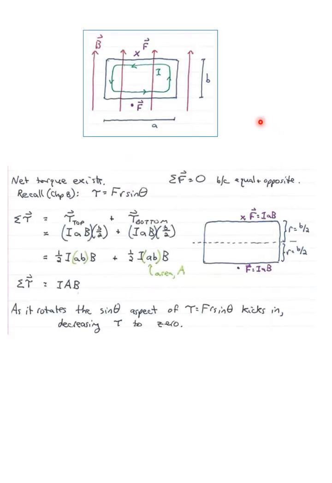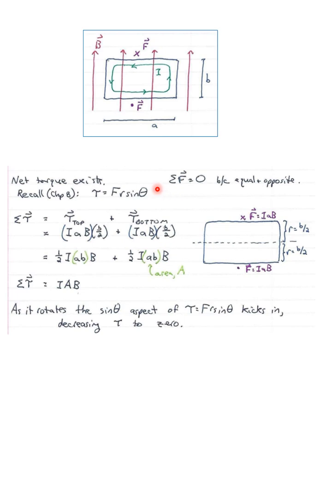There's the picture again. There is a net torque that exists. Now there's no net force. Here I've written that the sum of the forces is 0 because they are equal and opposite. One force pushing in, the other force pulling out. So the forces cancel out, but the torques go in the same direction. Remember from last semester that torque equals force times the lever arm, which is the distance between the rotational axis and where that force is applied, times sine theta.